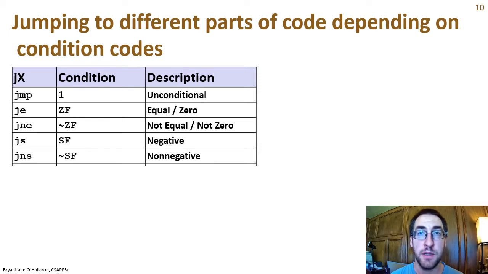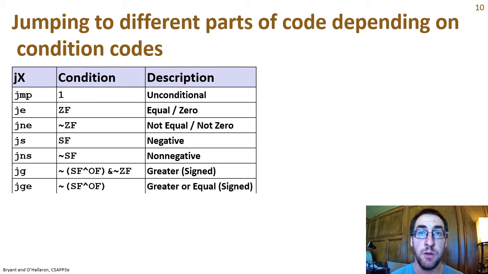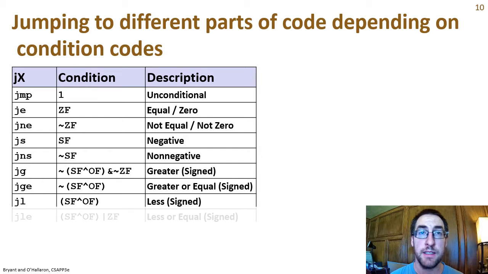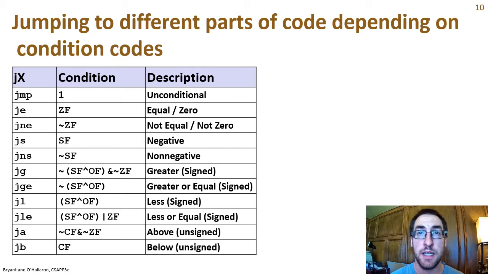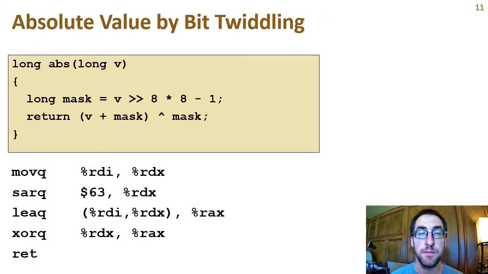By now, this should be feeling familiar. Indeed, there are corresponding jump instructions for each of the set instructions we just examined. So here is the jump if greater than, and the jump if greater than or equal to. Then there is jump if less than, and jump if less than or equal to. Finally, for unsigned comparisons, we can do jump above for unsigned greater than, and jump below for unsigned less than.